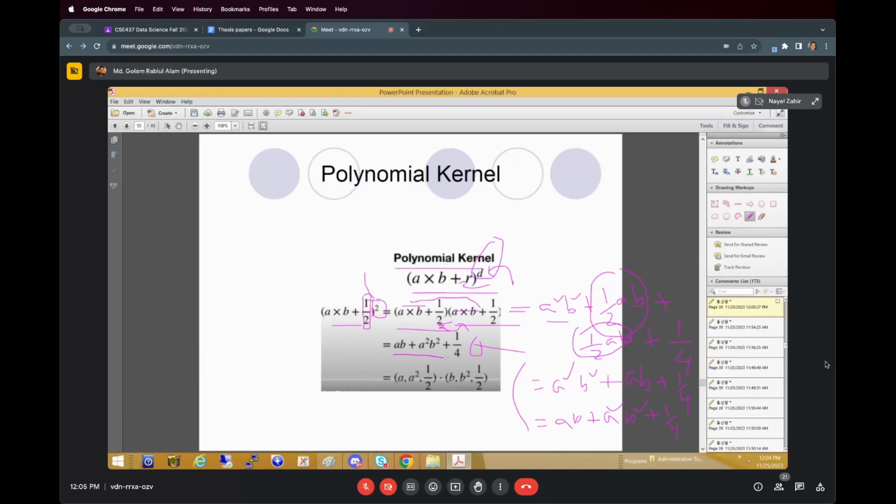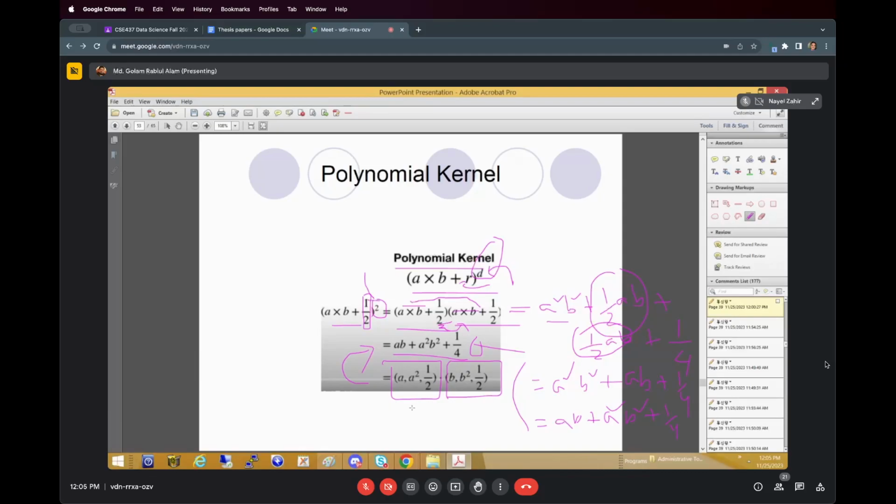And now we can see that we can write this in vector form. Here is a square and half, and another vector b square and half. If we multiply these two vectors, then we get the same thing again: ab, then a square b square, and half times half, 1 by 4. So we can write this in vector form.